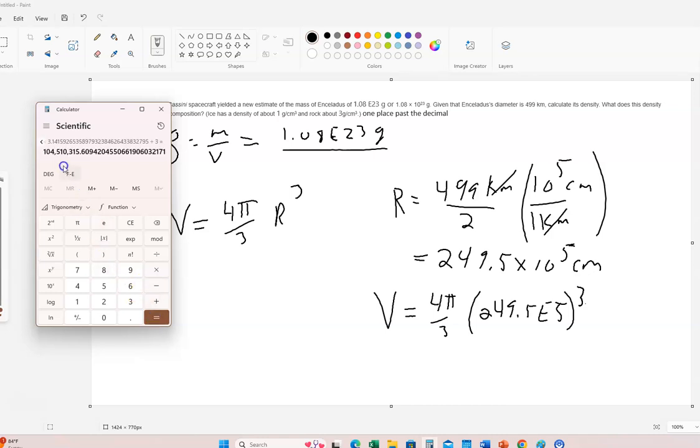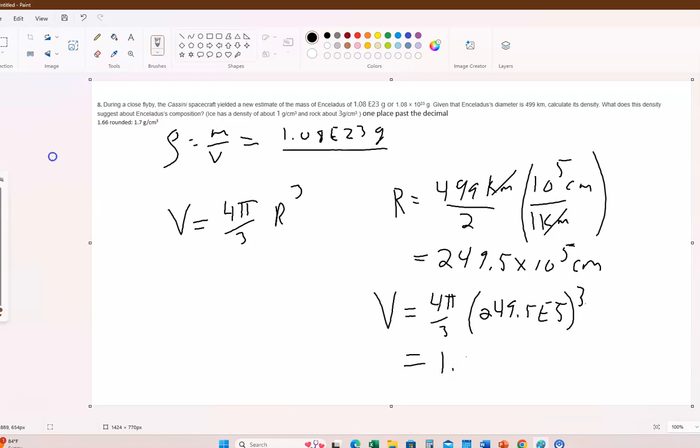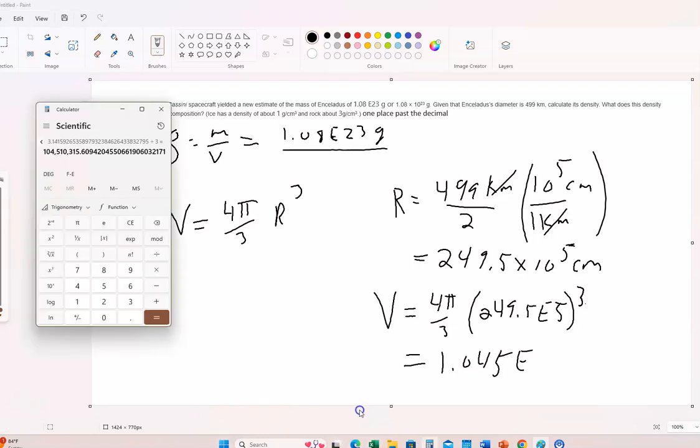So the volume here, I'll write it in scientific notation. So it would be 1.045, something like that. 1.045 times 10 to the what? Let's take a quick look here again. Let me make sure I did this right.